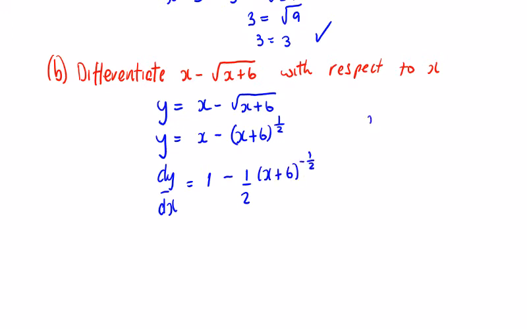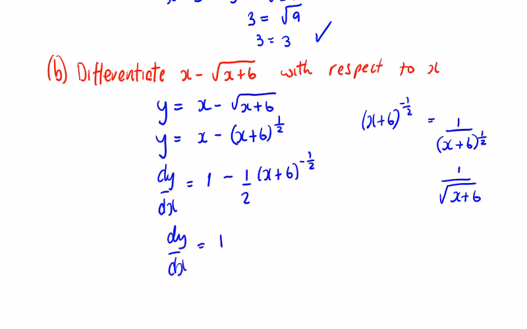x plus 6 to the power of minus a half is equal to 1 over x plus 6 to the power of positive a half, which is 1 over the square root of x plus 6. So we tidy this up. dy/dx becomes 1 minus 1 over 2 multiplied by 1 over the square root of x plus 6, which is equal to 1 minus 1 over twice the square root of x plus 6 if we bring the two fractions together.